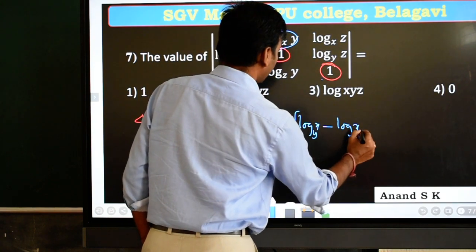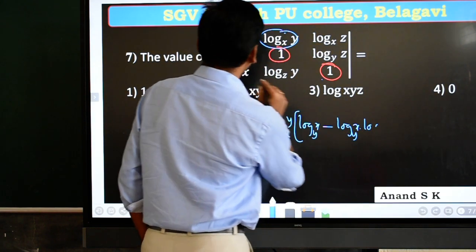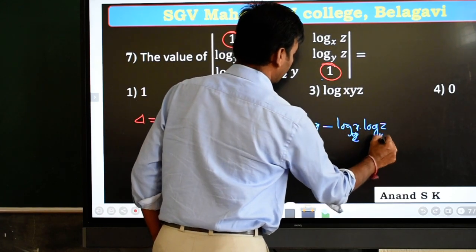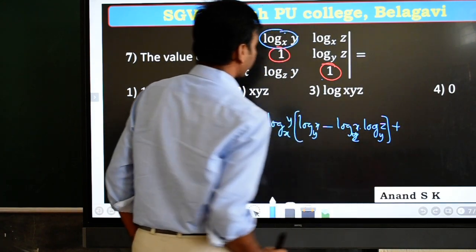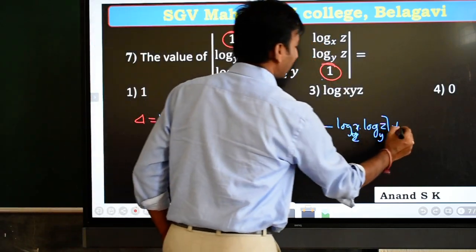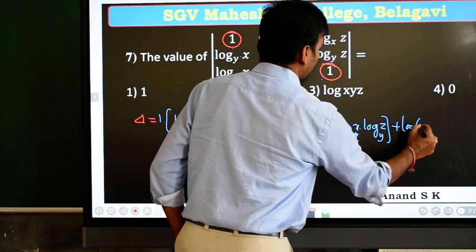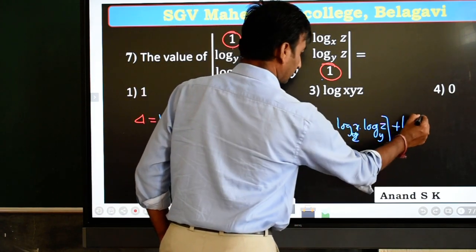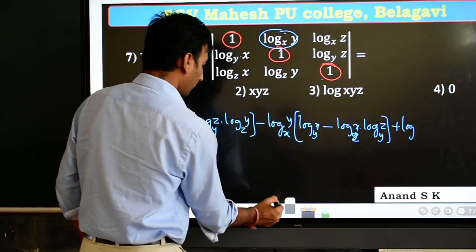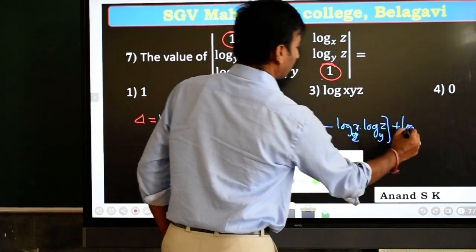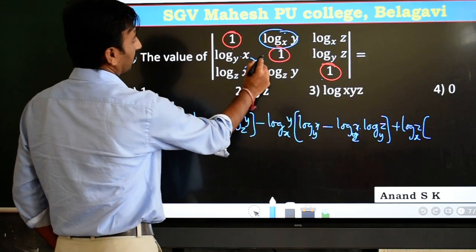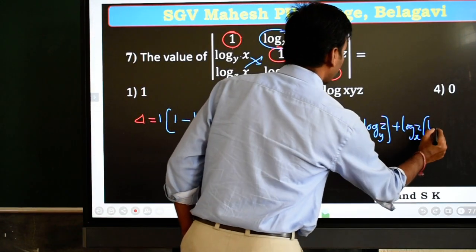log x to the base y into log x to the base z into log of z to the base y, plus the next one, this last, which is log of z to the base x in the bracket. I will take once again this into this minus this into this. What about this?